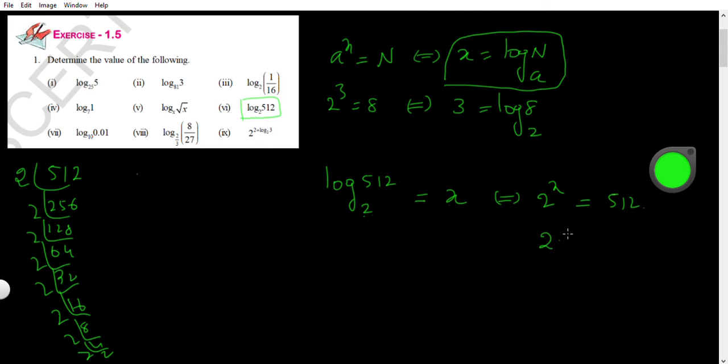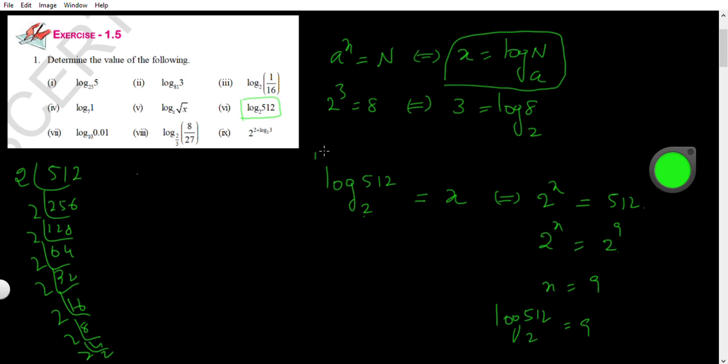Therefore, we can write 2 to the power of x is equal to 2 to the power of 9. If bases are equal, then the powers, the exponents, are equal. Therefore, x is equal to 9. But what is my x? x is nothing but logarithm of 512 to the base 2, which is equal to 9. That means this value is equal to 9.